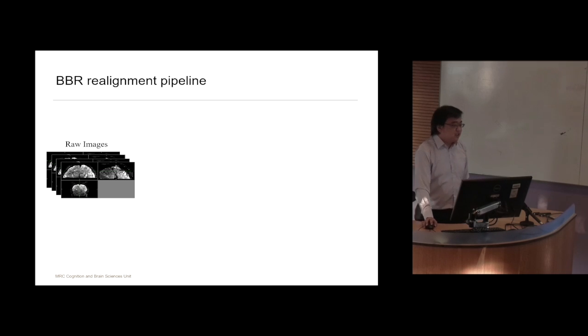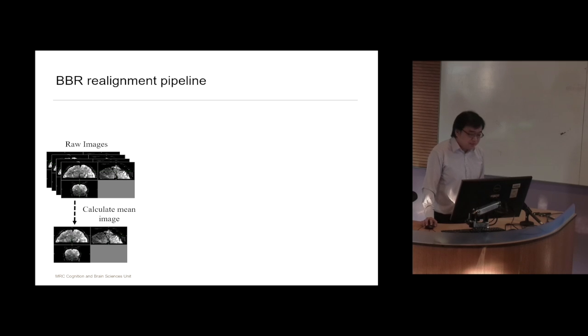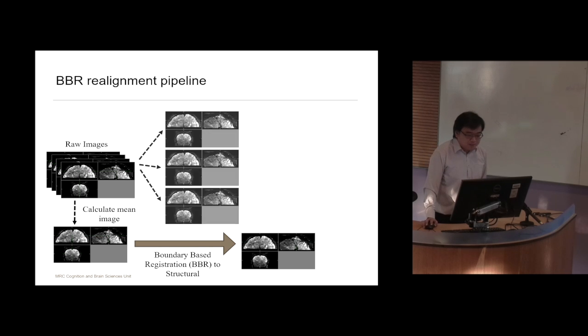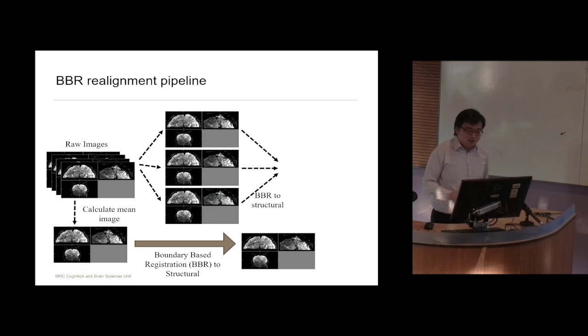So we take the raw images that have undergone slice time correction and top-up, and we generate a mean image. And the first thing we do is apply a BBR to this mean image. Next, we split the entire time series into individual volumes, and for each volume we do a BBR to structural separately. One thing that I didn't mention initially is that one drawback of this method is that it's very computationally expensive. Each volume, if you were to do a BBR to the structural, takes approximately 5 to 6 minutes.